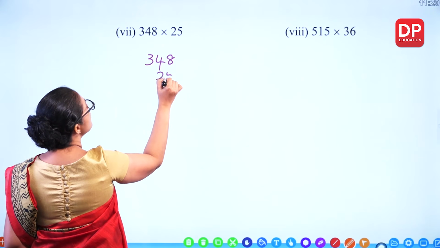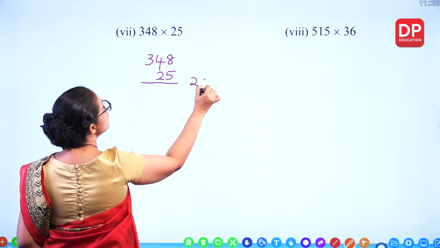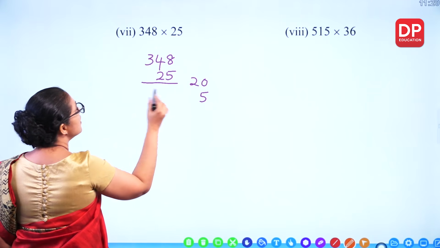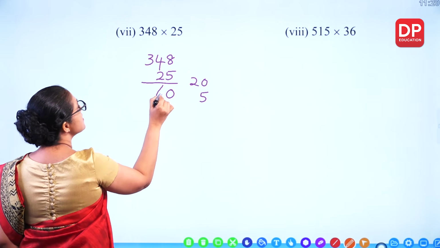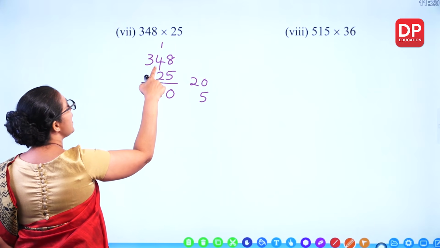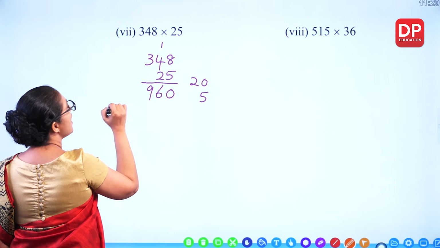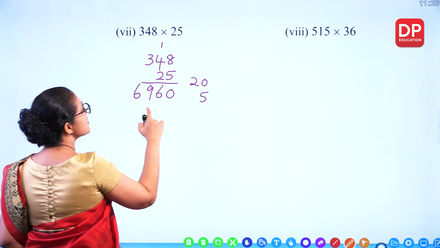348 multiplied by 25. That means 20 and 5. Put 0 and multiply by 2. 2 times 8, 16. 2 times 4, 8 plus 1, 9. And 2 times 3, 6.